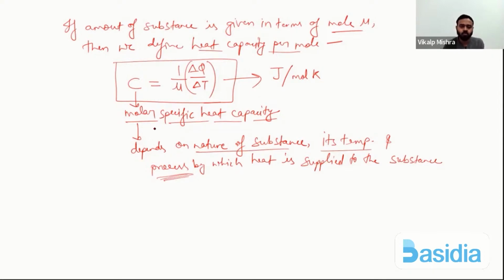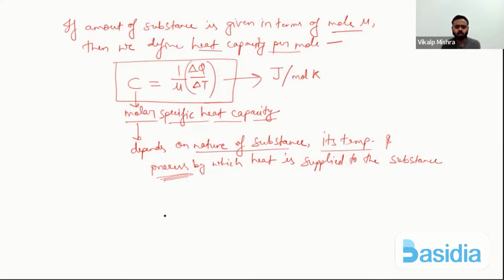So understood what molar specific heat capacity is and what specific heat capacity is. Specific heat capacity is per unit mass, and molar specific heat capacity is per unit mole. I hope all of you understood.